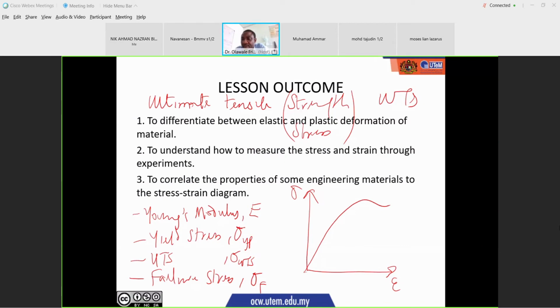At the end of this class, every one of you should be able to differentiate between elastic and plastic deformation. Then number two, you should be able to understand how to measure the stress and strain through experiment. And number three, you should be able to correlate the properties of some engineering materials to their stress strain diagram. And I've given you few of the properties you need to correlate here. We are looking at the Young's modulus. You are looking at the yield stress. You are looking at the UTS, which is the ultimate tensile strength or ultimate tensile stress. Then you are looking at the failure stress.